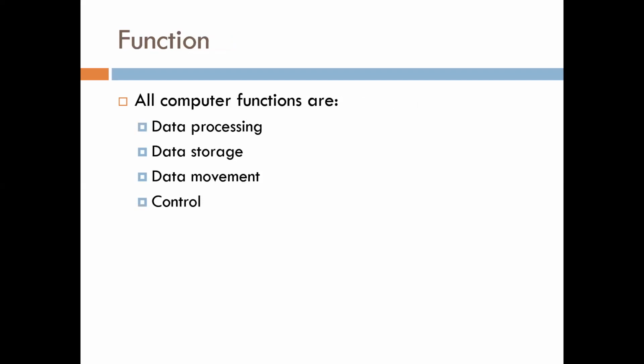And of course, that data has to move around, right? And of course, there must be some sort of control for the processing, storage, and movement of data. So that is basically the main functioning parts of a computer. If you have a device that's controlling all of these things, then more than likely you have a computer.